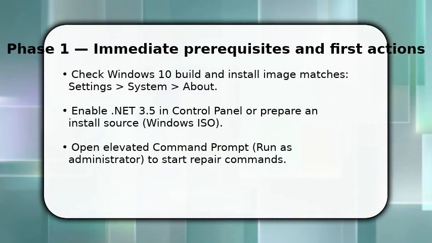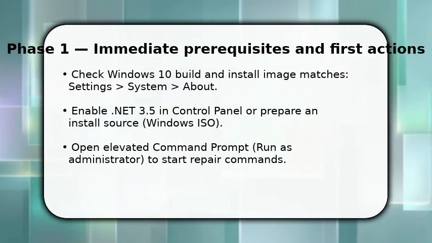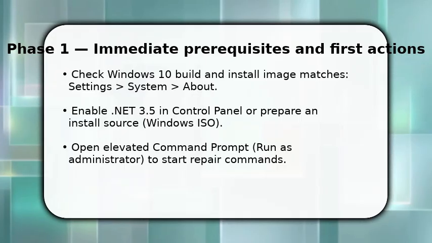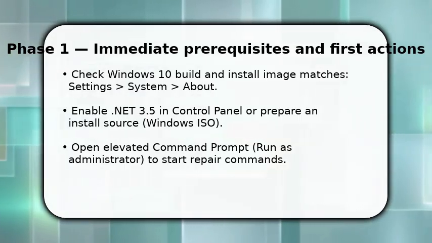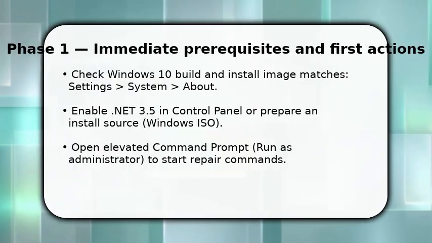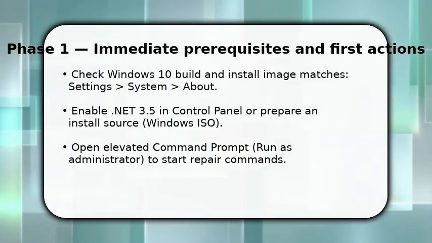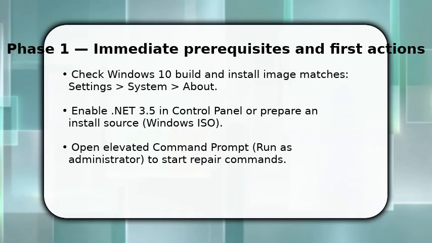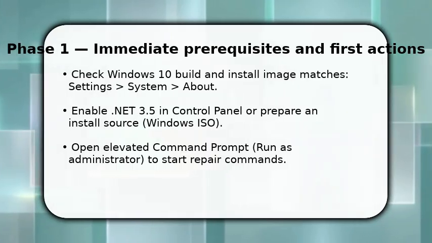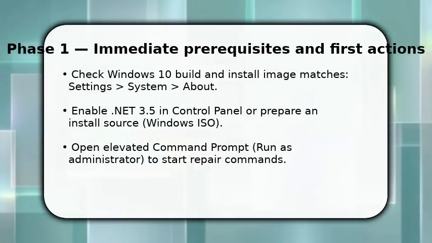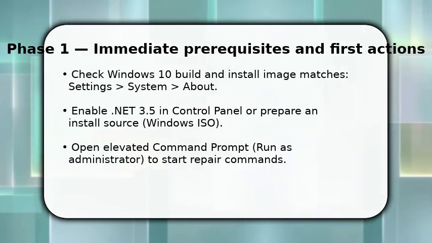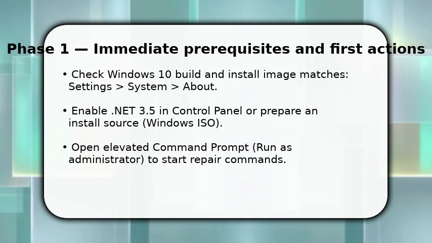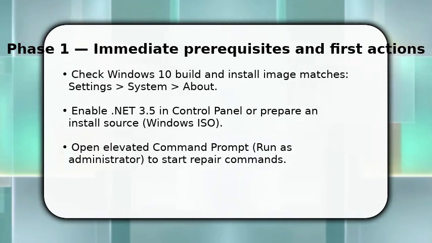You begin with prerequisites and the first actionable steps. Confirm your Windows 10 build and locate a matching install image because mismatched source files fail. Once done, enable .NET 3.5 in Control Panel. If that fails, mount your Windows ISO and note the drive letter. Now open an elevated command prompt because the next commands require administrator rights, and you will use the image as a reliable source to force a proper repair.